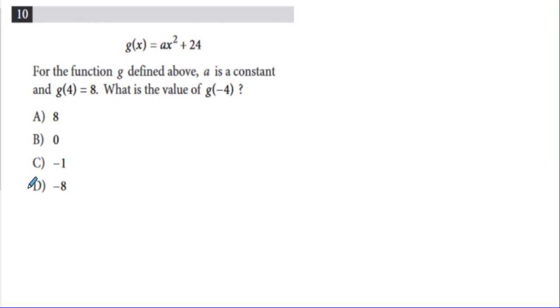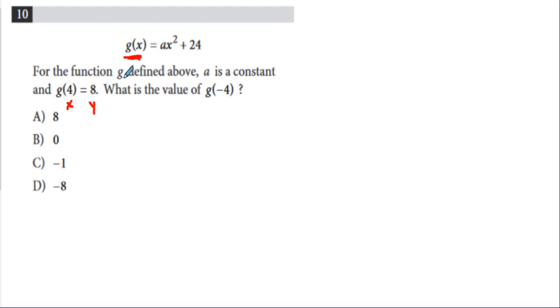For the function g defined above, that's this thing, okay? A is a constant, and g of 4 is equal to 8. What is the value of g of negative 4? Okay, so here's how we're going to do a problem like this. If they say that g of 4 is 8, that means that the 4 is an x value, right? And the 8 is kind of a y value, but we'll call it the output value, right? So this g of x, this whole thing, can be replaced with 8.